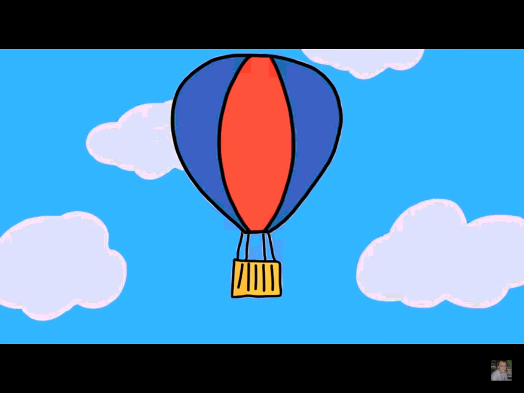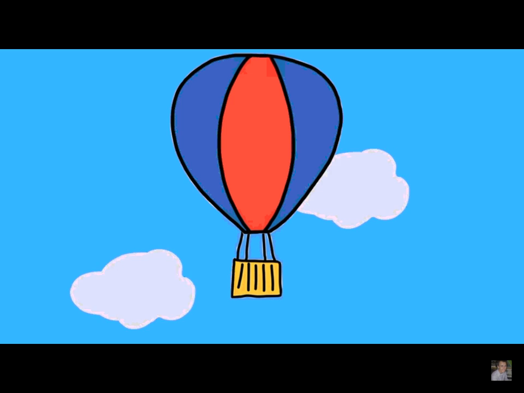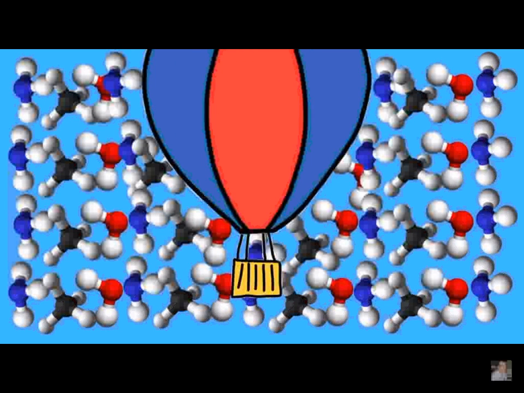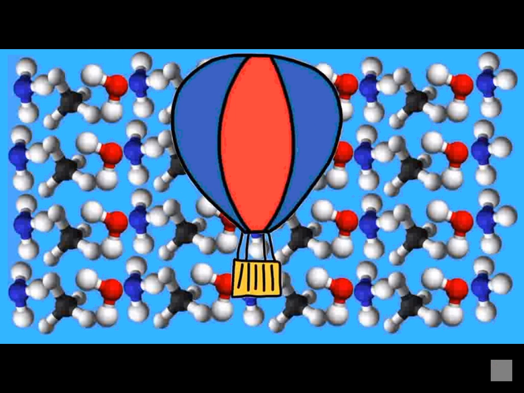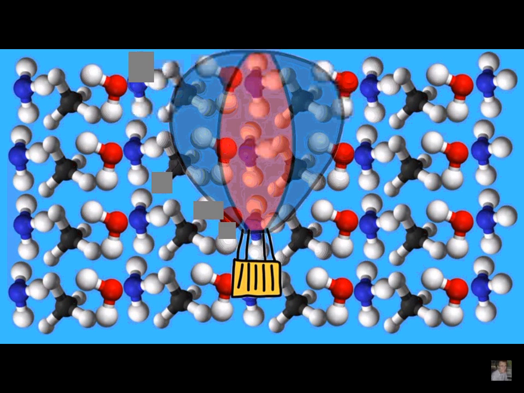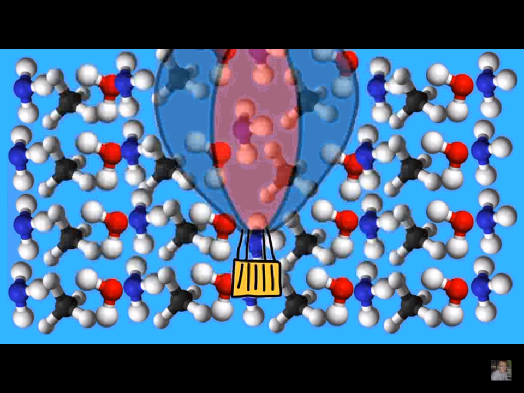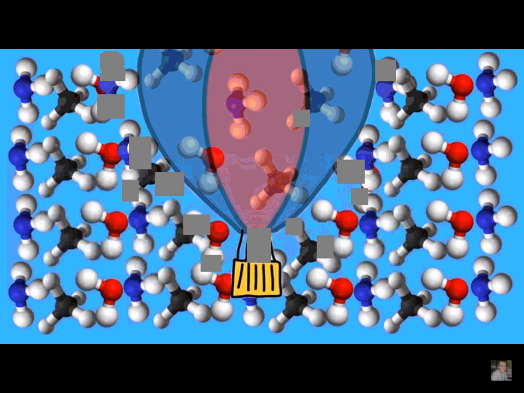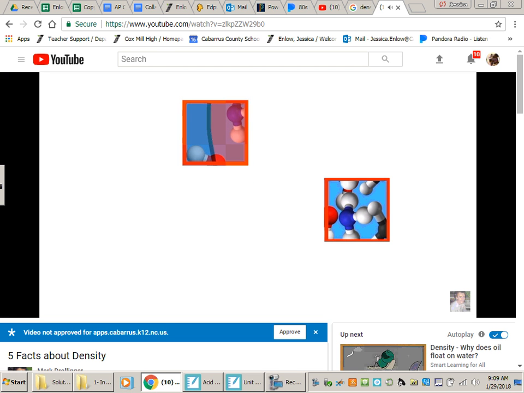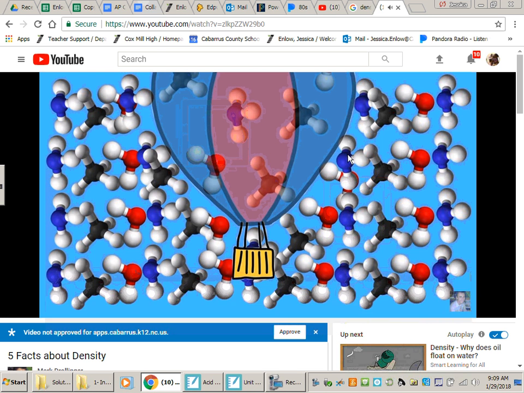Hot air balloons fly because of density. Just like all matter, air is made up of atoms and molecules. When air inside the balloon is heated, it expands or gets bigger. So compared to the air around the balloon, the atoms inside have more room to move around, and as a result, are not as tightly packed together. The air inside the balloon is less dense than the surrounding air, and the balloon becomes buoyant.